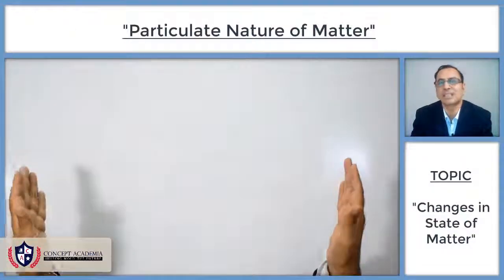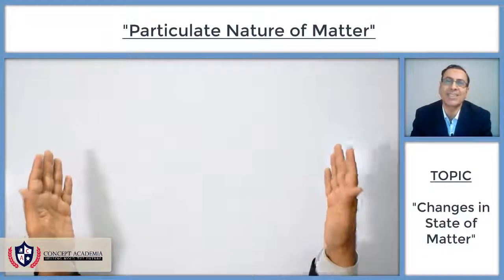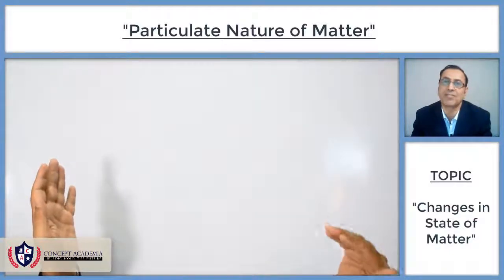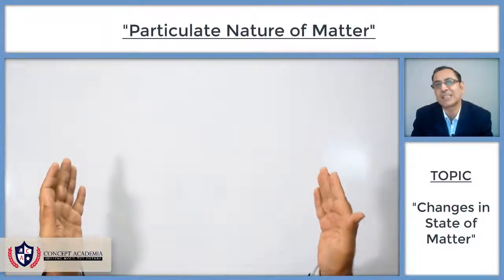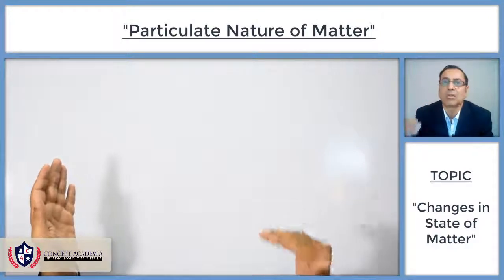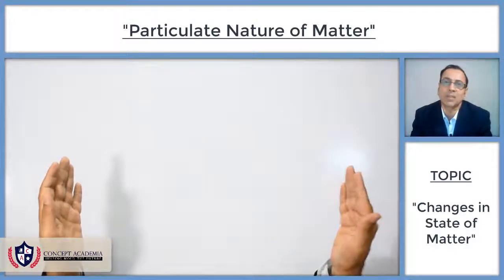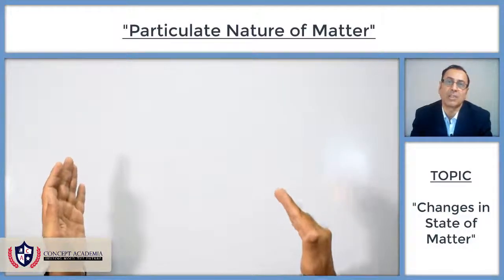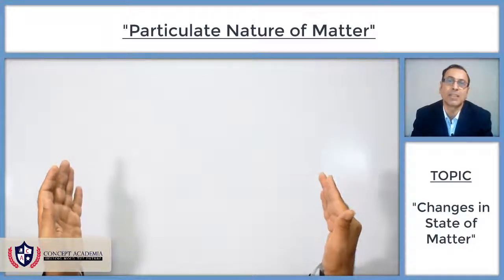So I'm going to discuss the names of the different processes involved in changing one state of matter into another state of matter. For example, on heating, a solid converts into a liquid. That is called melting. And the temperature at which a solid converts into a liquid is called the melting point.